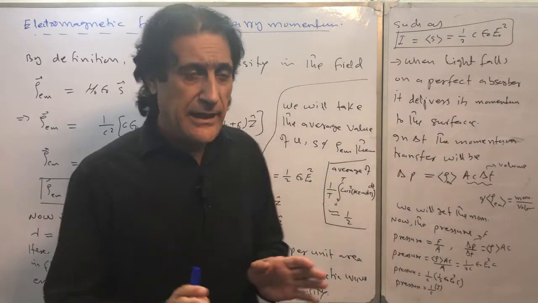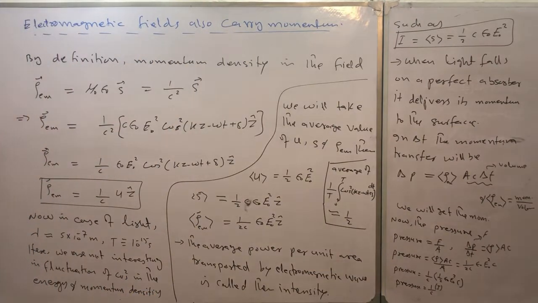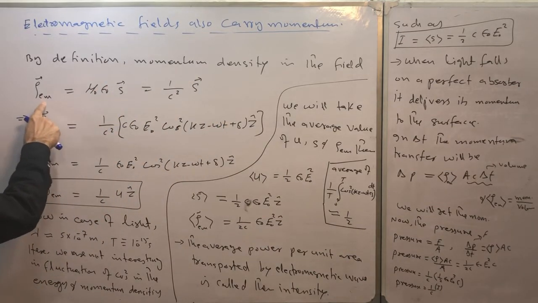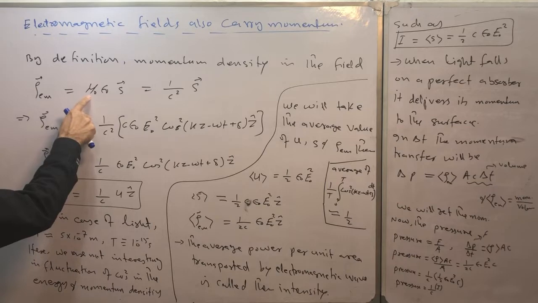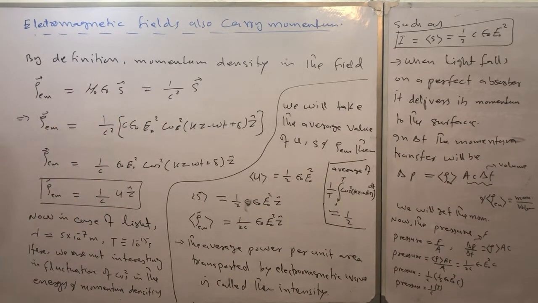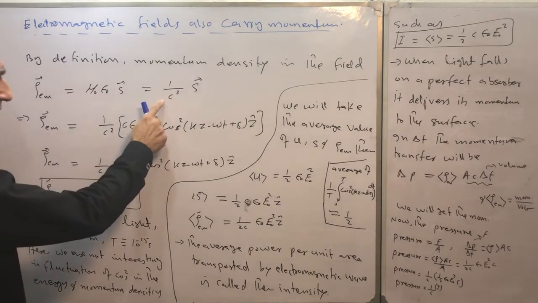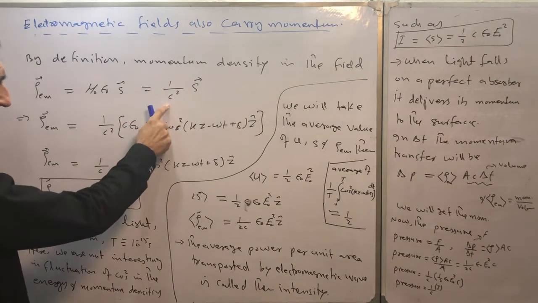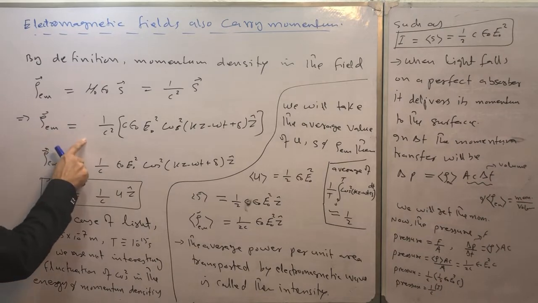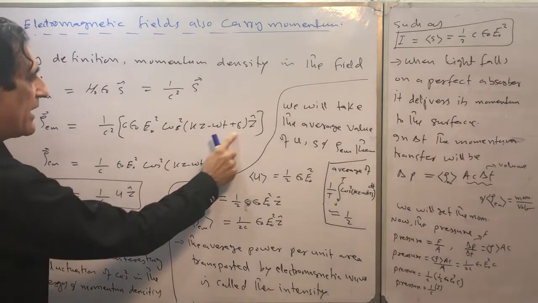Okay, the electromagnetic fields also carry momentum. By definition, the momentum density in the electromagnetic field is equal to mu naught epsilon naught times S, where S is the Poynting vector. Replacing mu naught epsilon naught, we get 1 over c square. This momentum density is equal to 1 over c square, putting in the value of S that we have already calculated.